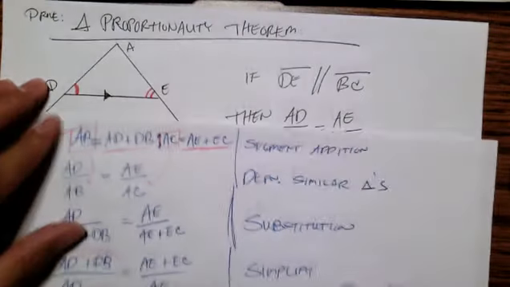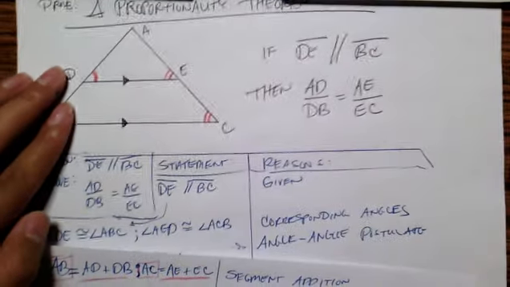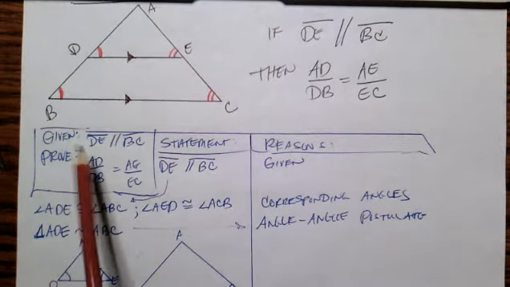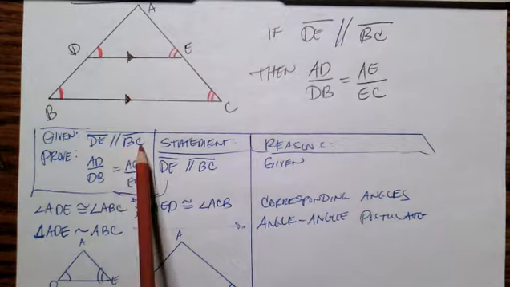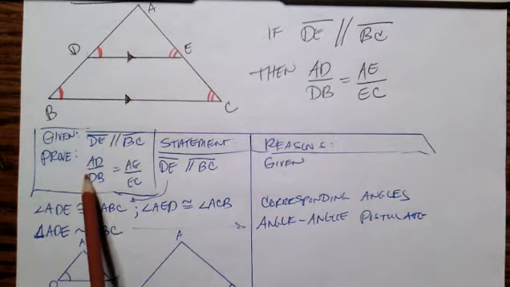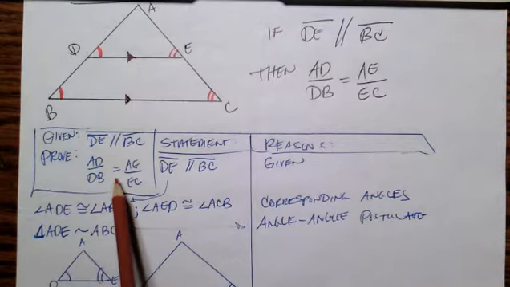If you look back here, let's go to the original one right here, and we'll go slowly through this again. If you look at the original, this is what we were given: DE parallel to BC. Line segment DE is parallel to line segment BC. We wanted to prove AD over DB is equal to AE over EC.